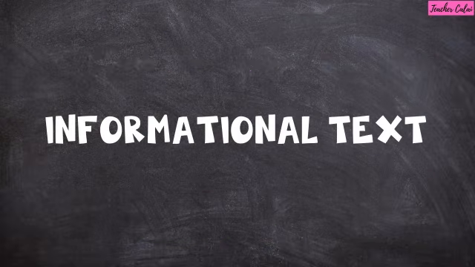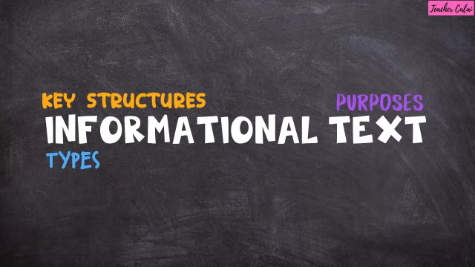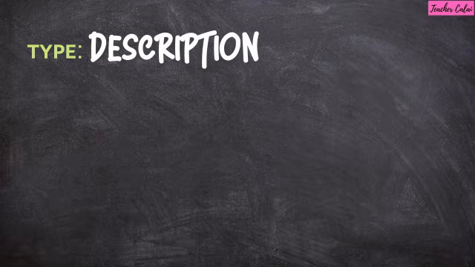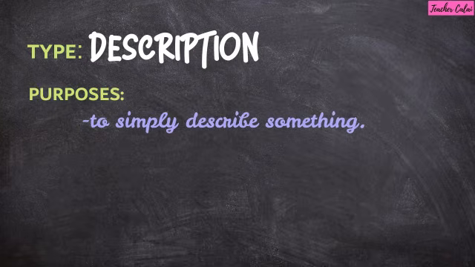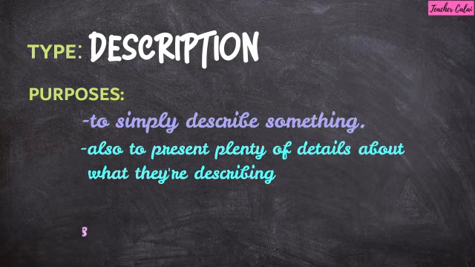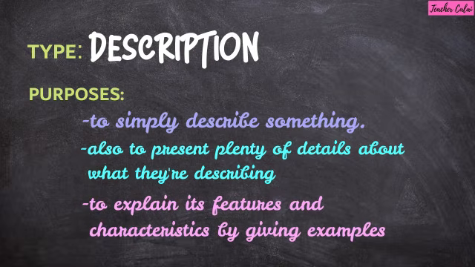So now let's put things into details about the topic. More specifically about the types, the purposes, the key structures, and of course the language features. So let's begin with the first type, which is the description. Its purposes are to simply describe something and present plenty of details about what the writer is describing. It also explains its features and characteristics by giving some examples.